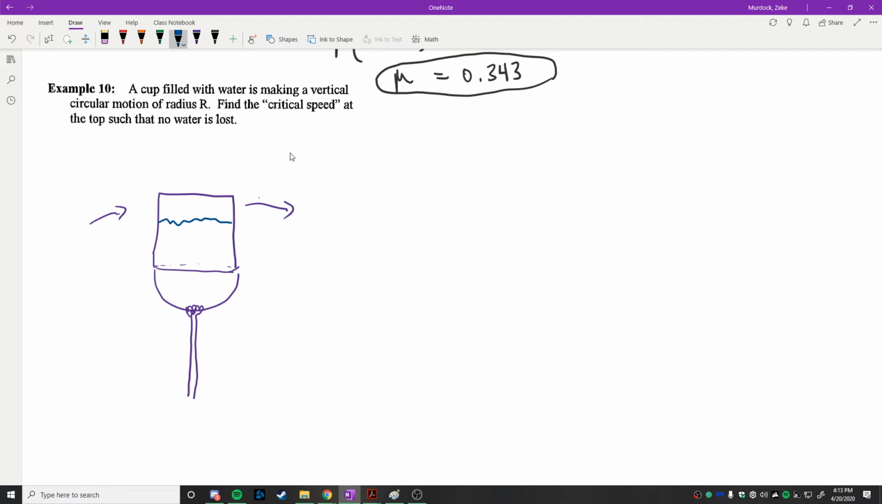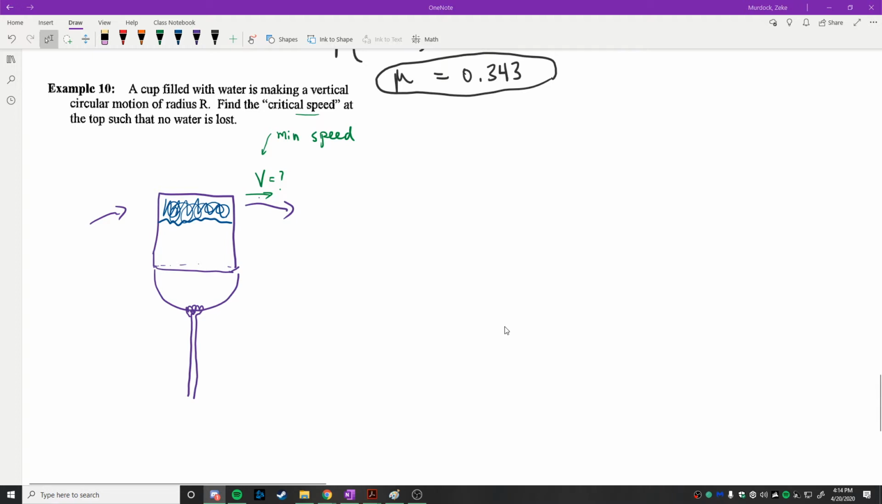It's being whirled in a circle, and we want to figure out the critical speed. A cup filled with water is making a vertical circular motion of radius r. Find the critical speed at the top such that no water is lost. So all the water is in here, and then it's going in a circle. We want to figure out what the velocity needs to be at the top of the motion such that no water is lost. Really what we're finding here is the critical speed, or the minimum speed, such that no water is lost. Okay?